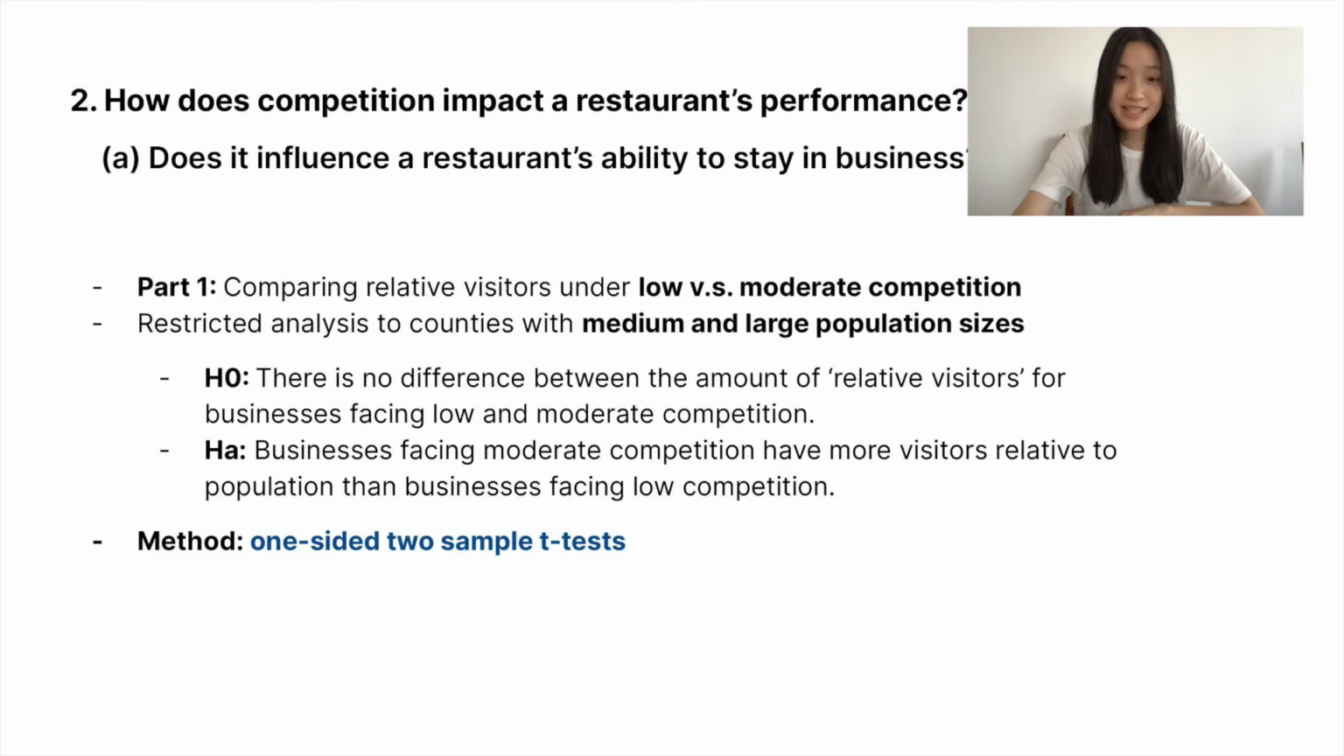Firstly, we compare businesses facing low and moderate competition. In this part, we restrict our analysis to counties of medium and large population size. We hypothesize that businesses facing moderate competition have more relative visitors than businesses facing low competition and use a one-sided two-sample t-test to verify this.